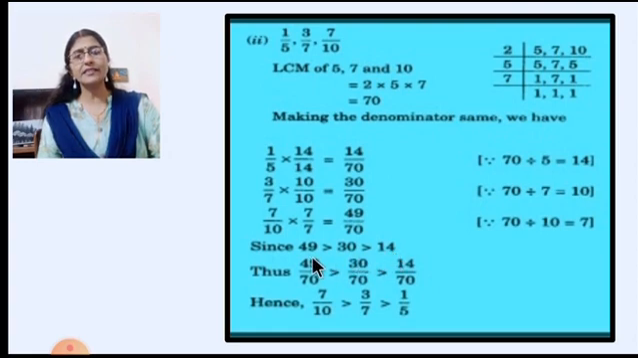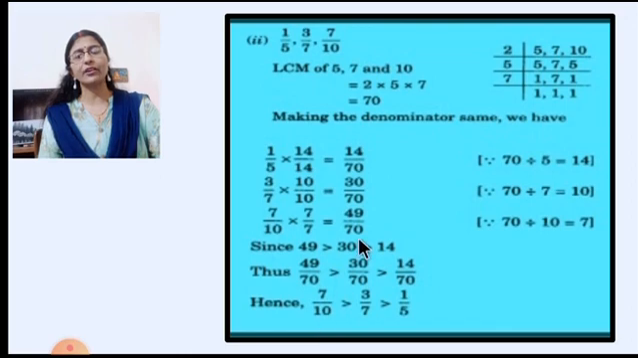Now in place of this number, we'll write the fraction. 49 upon 70, which is greater than 30 upon 70, which is greater than 14 upon 70. Now in place of this fraction, we are going to write the original fraction. Original fraction is 7 upon 10.